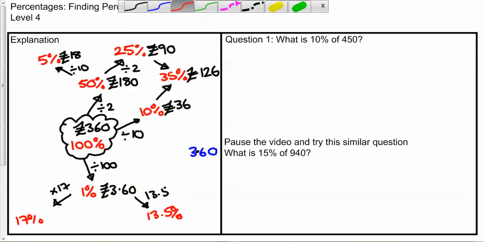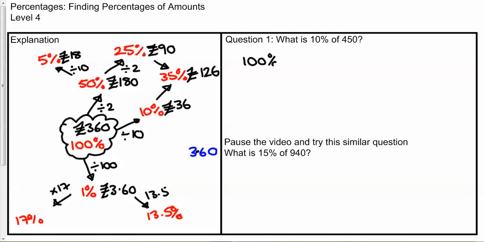Let's try and apply it to our question here, finding 10% of 450. Well, first of all, let's remember that if 450 is our starting point, then 100% is 450. To find 10%, we're going to need to divide 450 by 10, and that's how we found the 10% before, and that gives us 45.